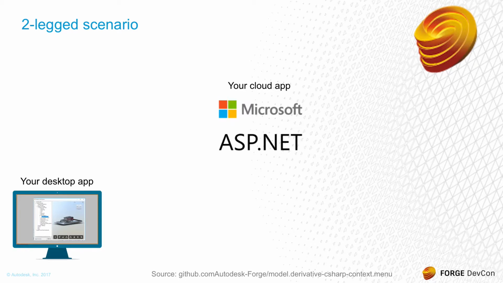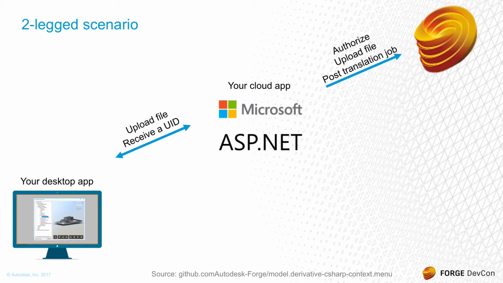So which are the steps? First, the desktop client will upload a file and receive back from the cloud just a unique ID. It's a random unique ID. That will be the token that the desktop will connect back to this cloud application. The cloud authorized with Forge, uploads the file and posts a translation job.